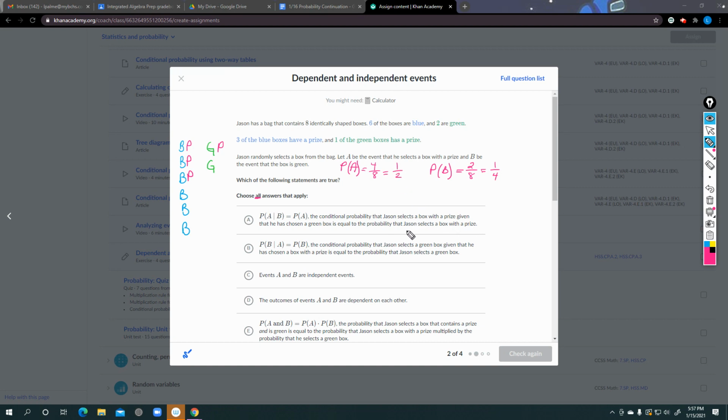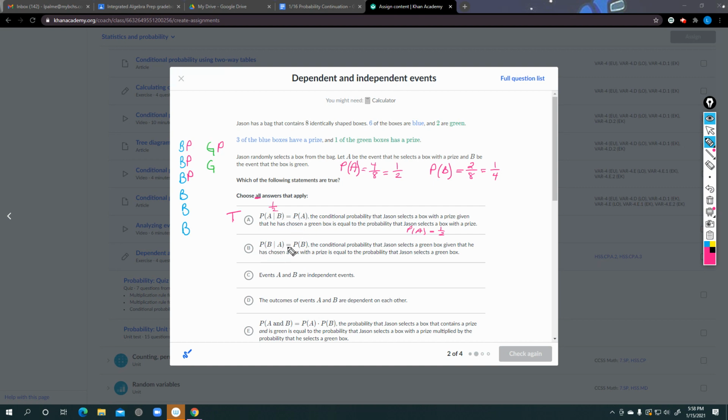Well, the probability of A here, in this case, is 1/2. Now here, that Jason selects a box with a prize, given that the box is green. So we have here 2 green boxes, and 1 of them has a prize. So it's like a 50-50 chance. So the probability of A given B here is also 1/2. So yes, this would be true. We're going to just put a T here, letting us know that the probability of A given B is equal to the probability of A.